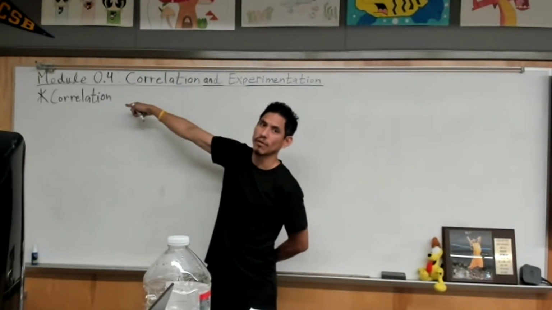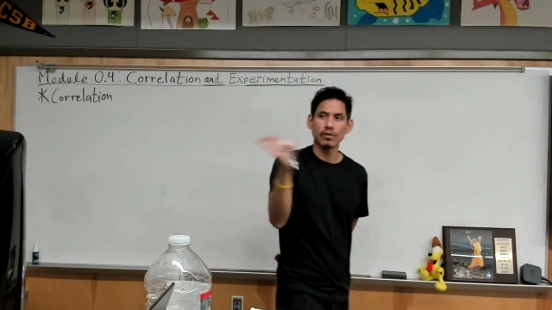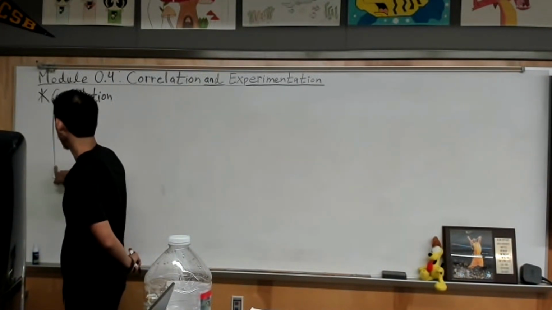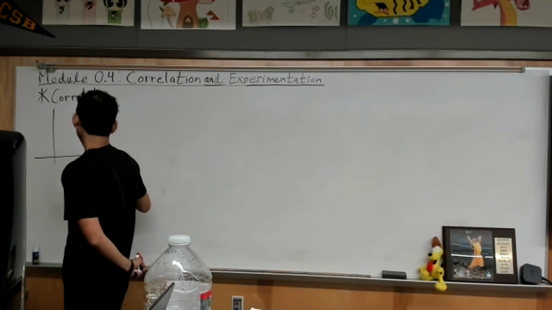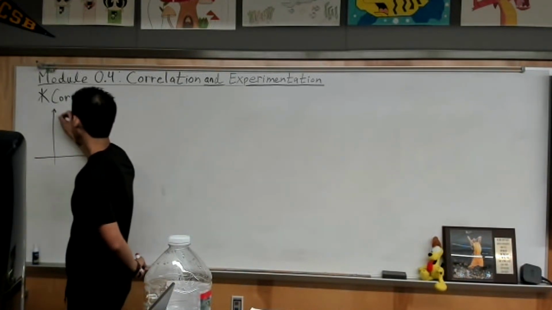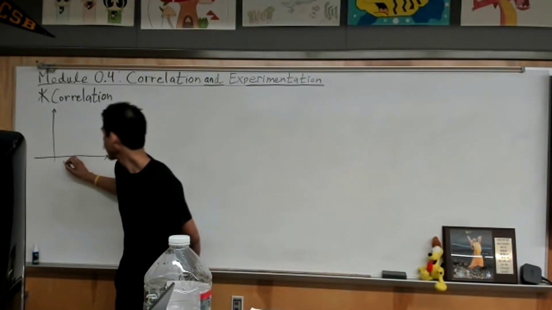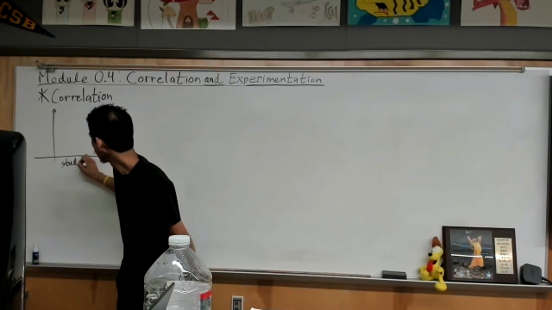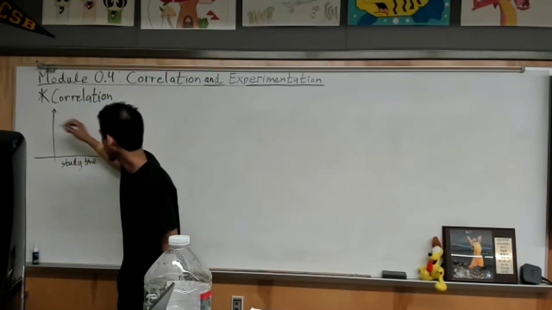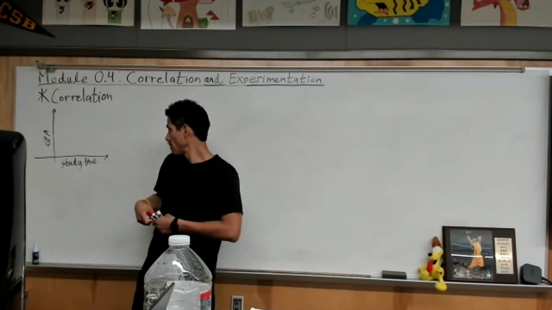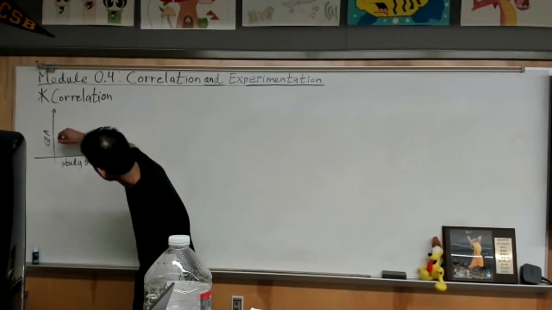Starting off with correlation. Correlation means that two things are related. One way of thinking of a relationship is when one variable increases, the other variable increases. So what would be one thing that would increase with study time? Your GPA. Yeah, GPA most likely will increase with the amount of time you study. And it'll maybe look something like this.